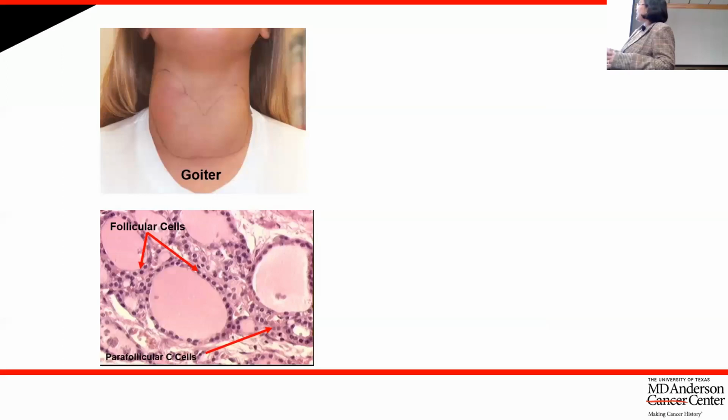When somebody says they have a goiter, what that means is that their gland is really enlarged, and it could be that the entire gland is enlarged or only a part of it. If you take this out and look at it under the microscope, this is what it looks like: multiple little lakes or pools of colloid or thyroglobulin. These are the follicular cells that you see, and in between those are the parafollicular C cells. They have very different functions, and they give rise to very different types of cancer.